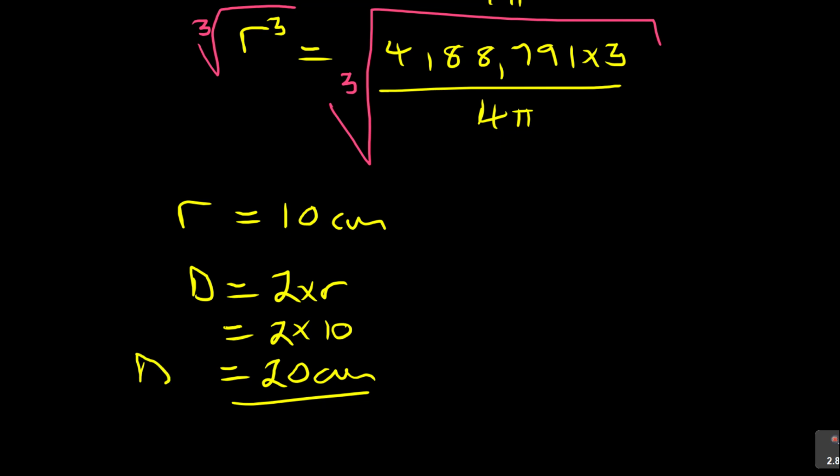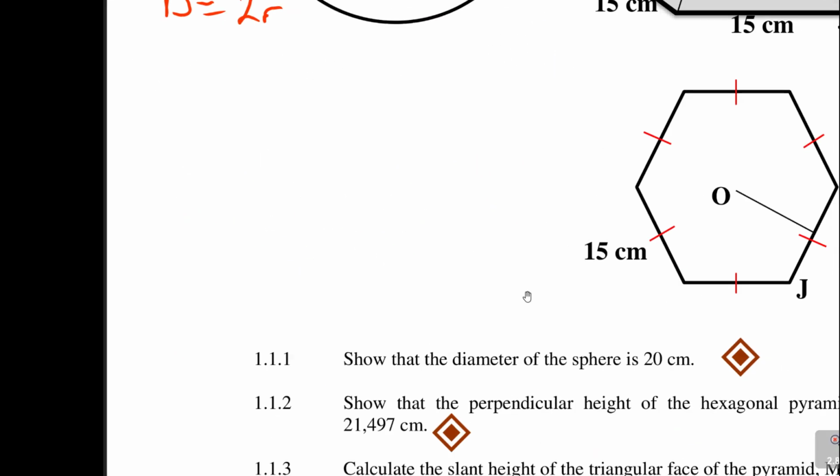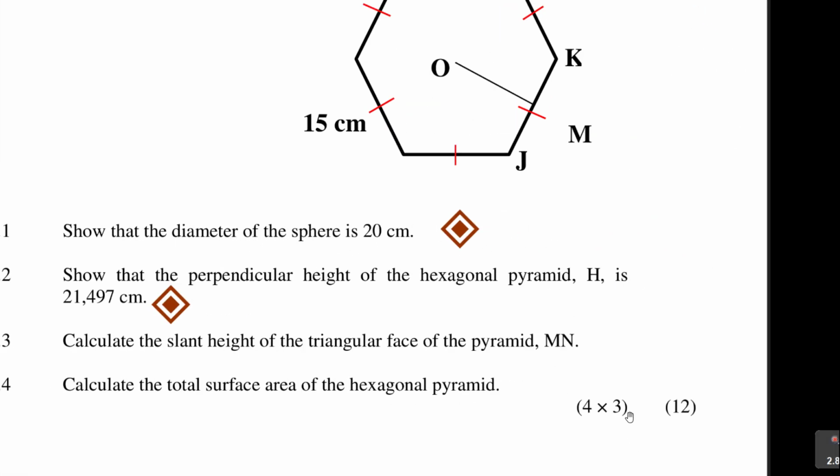They said, show that D is equal to what? 20 centimeters. So that is the answer there. Show that the diameter is 20. How many marks? You get 3 marks for that.